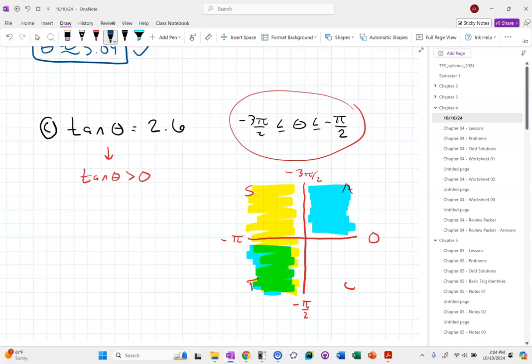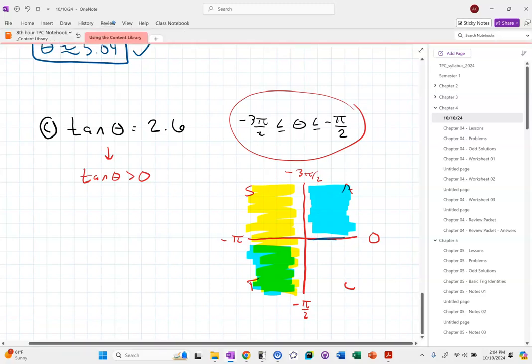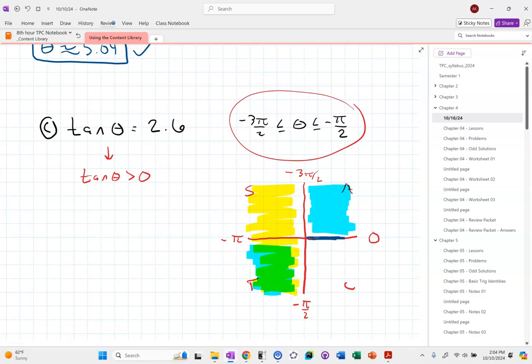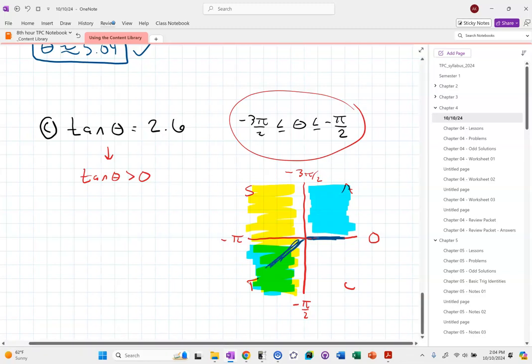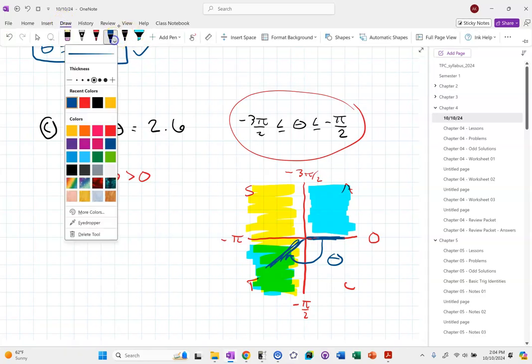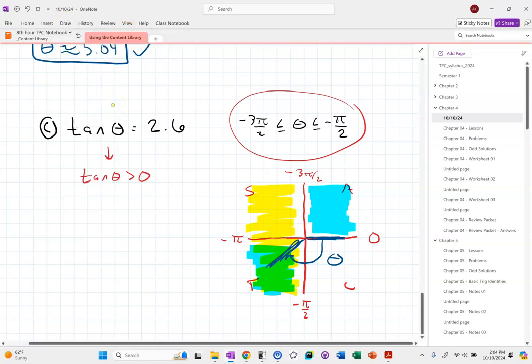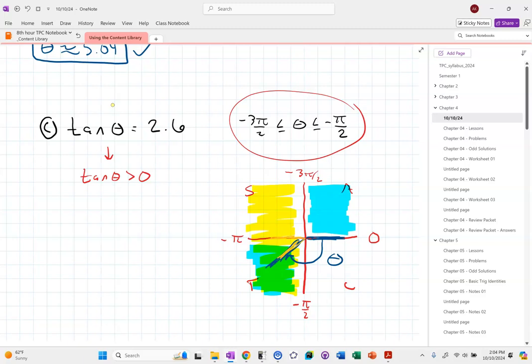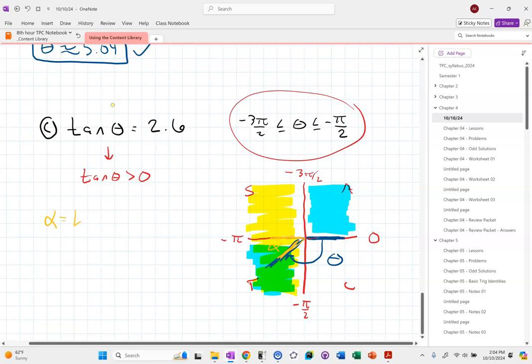Everybody feel good so far? So where's my terminal side at? Quadrant 3, right? So there's my theta. Next, we're going to draw the alpha. So alpha is going to be tan inverse, absolute value, 2.6.